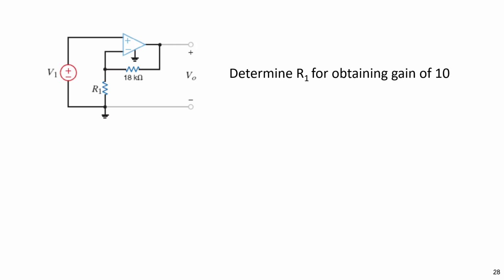Determine R1 to obtain the gain of 10. So we would like to get Vout equal to 10 V1. We would like this, right? How much for R1 to get the gain of 10?